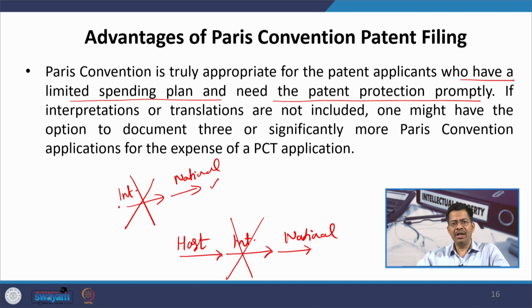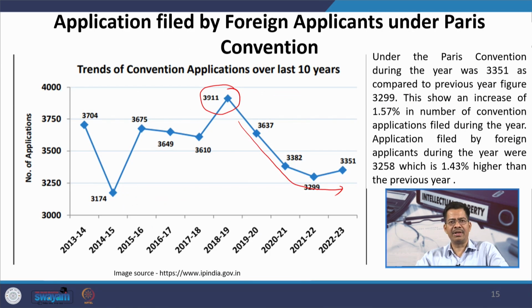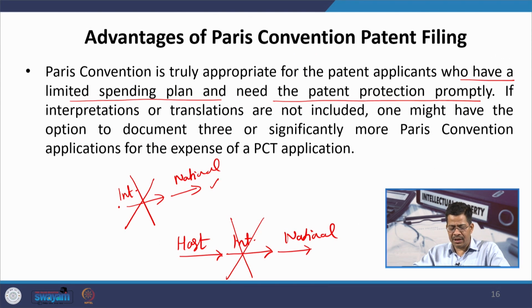Since we are under the influence of globalization, our companies are going not only to the USA, but also to African countries. Many Indian companies are now doing business in the African Union, and therefore most organizations are looking for PCT filing. So, the trend of PCT filing is increasing.